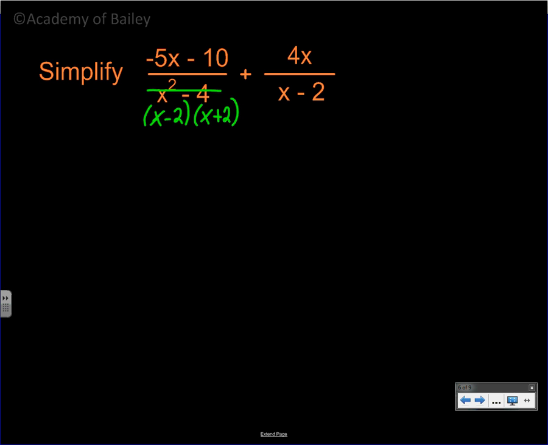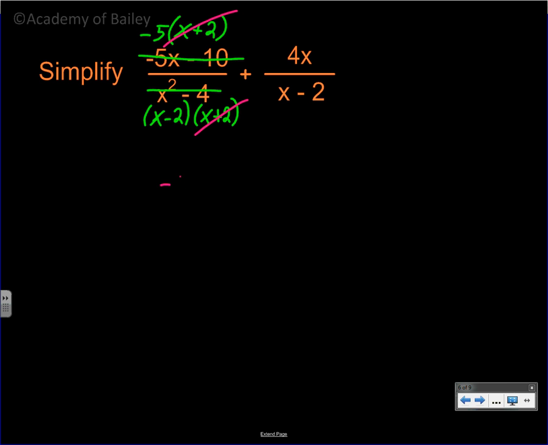Okay, I want to go ahead and look at the top right now. I noticed this at the top, negative 5x and negative 10. What number goes into negative 5x that also goes into negative 10? Negative 5 does. And this will leave us with x plus 2. So negative 5x minus 10 becomes negative 5 times the sum of x and 2. And therefore, at this moment, we can cross off x plus 2 and x plus 2.